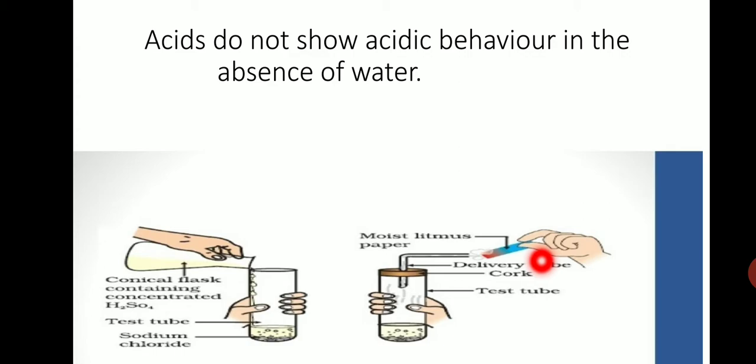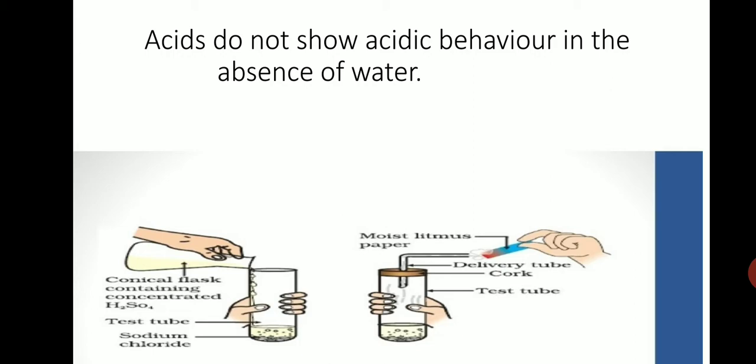Acidic property. It releases H plus ion. So when moist litmus paper comes in contact with dry hydrogen chloride gas, the gas slightly dissolves in water to form hydrochloric acid. That means the acid releases H plus ion which changes blue litmus to red.